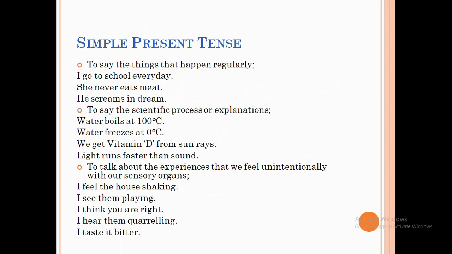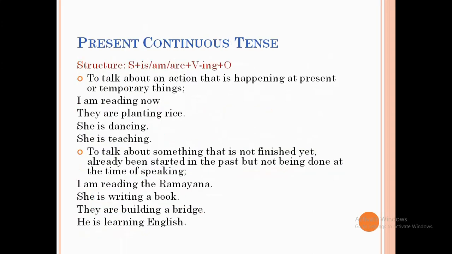Another situation where we can use simple present tense is to talk about the experiences that we feel unintentionally, unwantedly with our sensory organs. See some examples. I feel the house shaking. I see them playing. I think you are right. I hear them quarreling. I taste it bitter. These are the situations where we can use simple present tense.